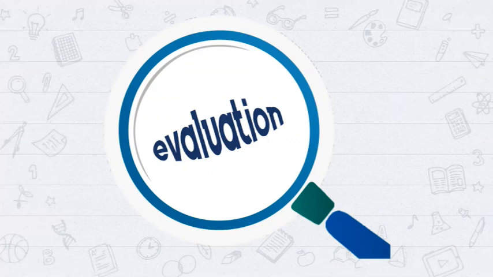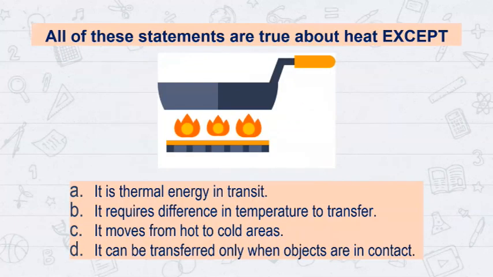It's evaluation time. I know this will be easy for you. First, all of the statements are true about heat except: A. It is thermal energy in transit. B. It requires difference in temperature to transfer. C. It moves from hot to cold. D. It can be transferred only when objects are in contact.